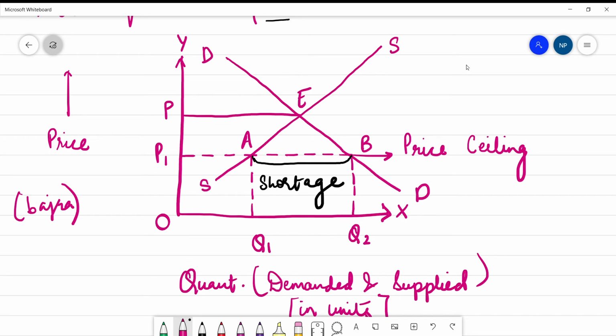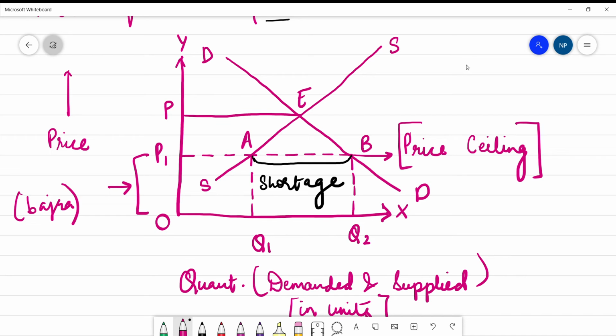What will happen? When the government sees that the maximum of the population is not able to afford it, it will interfere. When the government interferes and fixes the maximum price, the price ceiling at OP1, this is the decision of the government that the price will be reduced to OP1, which is less than the equilibrium price of OP.